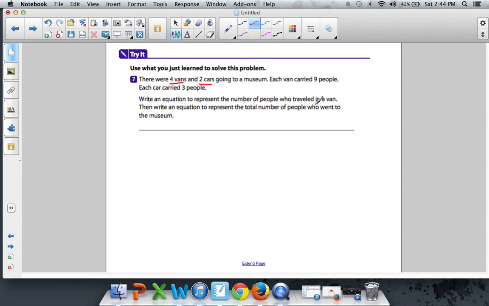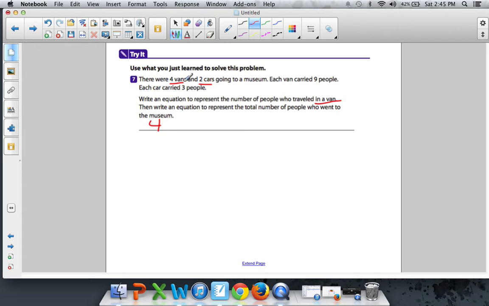Alright, so it says do the van first. So how many vans were there? Don't freak out. Oh my God, there's so much there. No, relax. Okay, one step at a time. There's no need to rush. All right. So they talk about vans first. So how many vans are there? 4. Now read carefully.